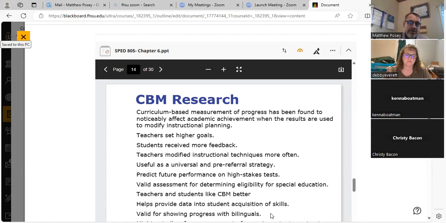Is anybody having trouble deciding what type of CBM to do? Are you having trouble locating any particular probes? I was just going to log on to Easy CBM. I'm doing math because I'm different than everybody else. Yeah, exactly. So check that out.